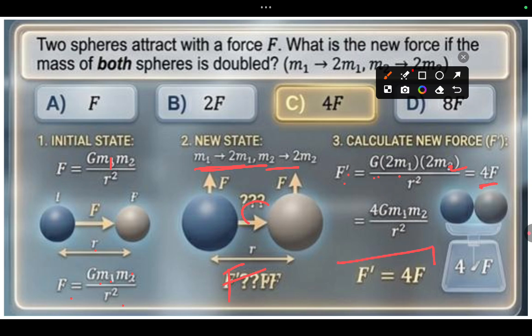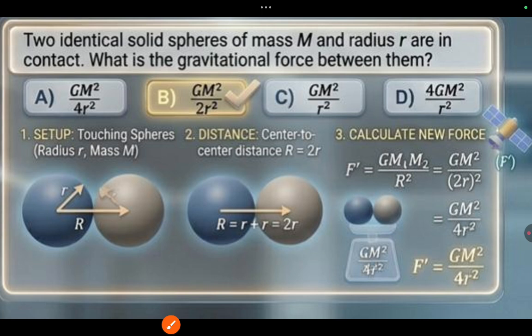So the new force will be 4 times the initial force if you double the mass. Coming to the next one: two identical solid spheres of mass m and radius r are in contact. What is the gravitational force between them? So here is the answer.